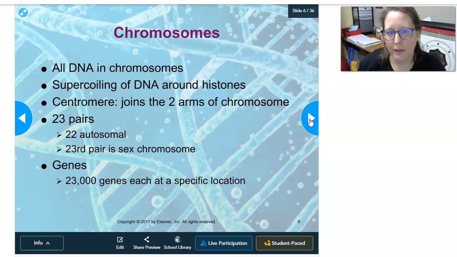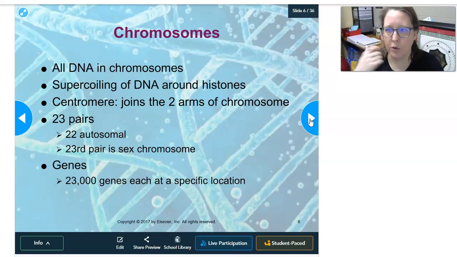Chromosomes: all DNA is contained in chromosomes. Chromosomes, as you've seen them in the little X formats, are actually supercoiled chromatin, which is DNA strands coiled around histones, which are little proteins around which the DNA wraps. So chromosomes are really tightly packaged DNA. In a cell they don't always exist in the format of chromosomes, but when the cell copies itself and starts to divide, then you can see it in that chromosome format. The centromere joins the two arms of the chromosomes.